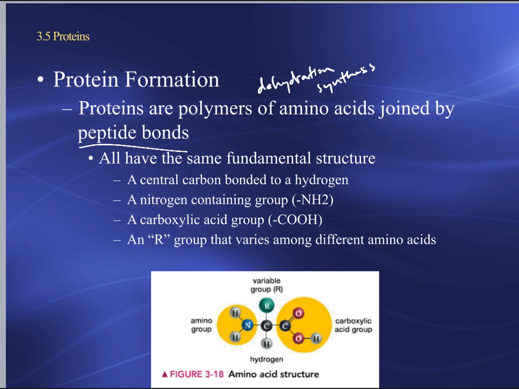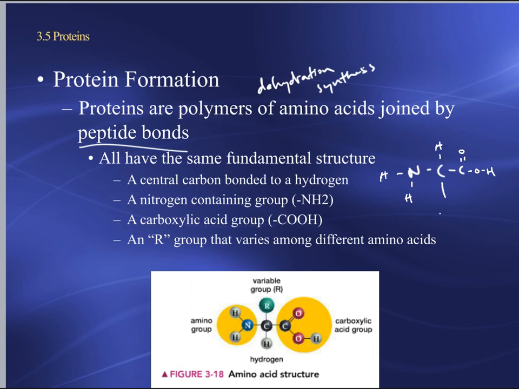All amino acids have the same fundamental structure. The backbone of this is going to go nitrogen, carbon, carbon, and it's just going to repeat in that order, nitrogen, carbon, carbon. You have a central carbon atom bonded to a hydrogen. This middle one here is going to be bonded to a hydrogen. A nitrogen-containing group, so this is going to be NH2. One of those hydrogens is going to disappear when it forms a peptide bond. A carboxylic acid group on the right one, so that's going to be double bond O, single bond OH.